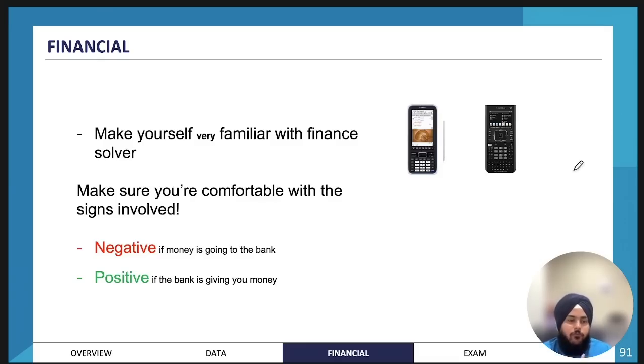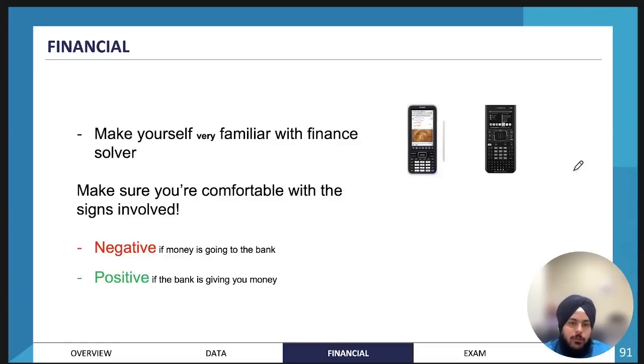Just some tips from the get-go: get yourself familiar with the finance solver. Your finance solver is literally everything. If you can't use this on the exam or you don't know how to use it, you can't answer most of the questions. Or you will, but they're going to be really hard to answer. And some questions you just can't. So make sure when you're using the finance solver, you're really familiar with what negative and positive mean and when we need to use them.